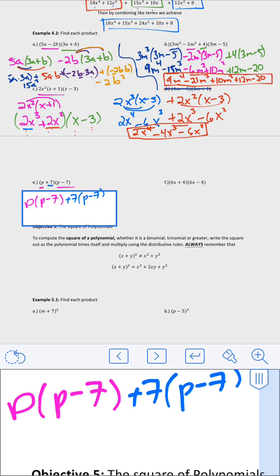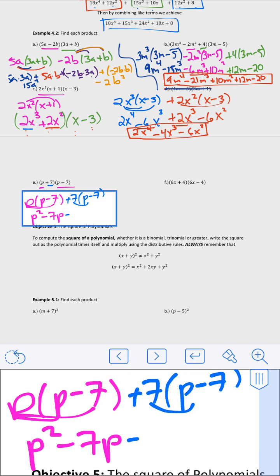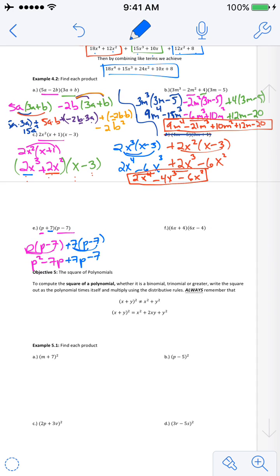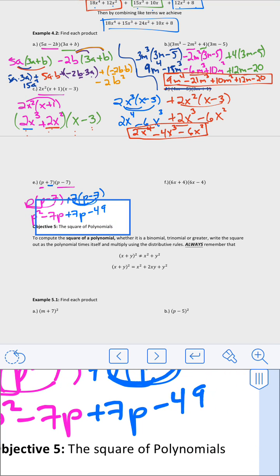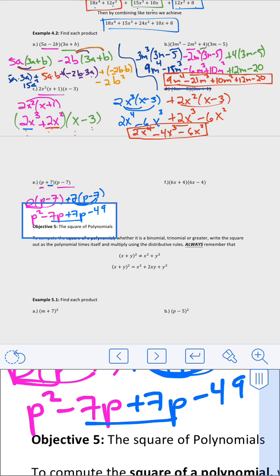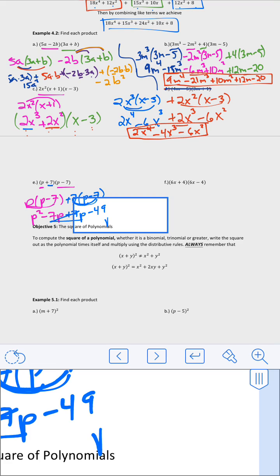All right. The pink one ends up being p times p is p squared. That goes negative 7p. The blue one, 7 times p is positive 7p. Oops, not minus 7. Silly Miss K. 7 times negative 7 would be negative 49. Alright, and then we combine like terms, and check out what happens in the middle here. We have a negative 7p plus 7p. These two end up canceling each other out. We end up with p squared minus 49.